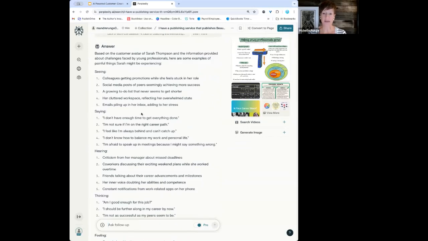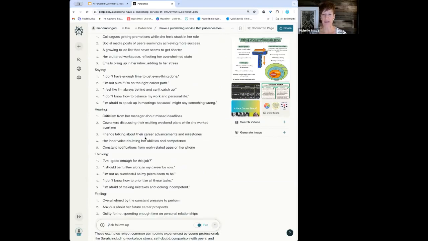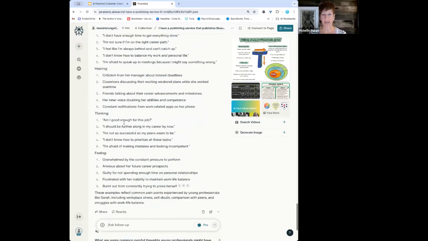Her cluttered workspace reflecting her overwhelmed state. Emails piling up in her inbox. She might be saying, I don't have enough time to get everything done. I'm not sure if I'm on the right career path. I feel like I'm always behind and can't catch up. She's hearing criticism from her manager about missed deadlines. Coworkers are discussing their exciting weekend plans while she worked overtime. Her friends are talking about their career advancements and milestones.